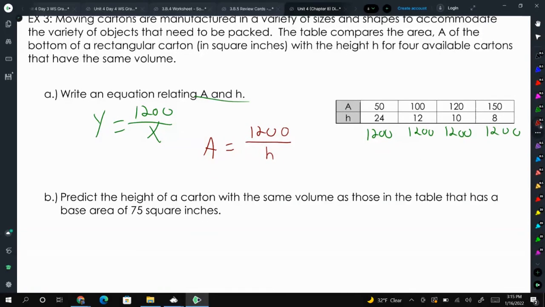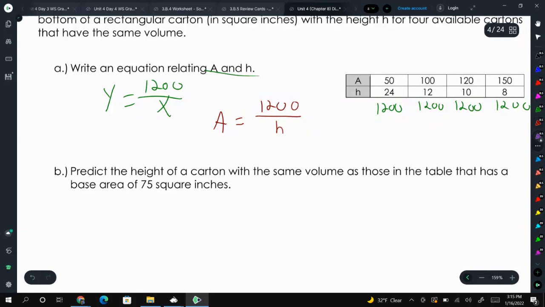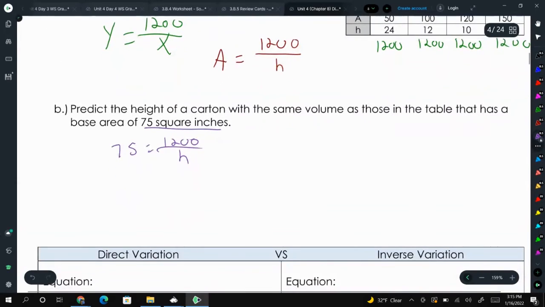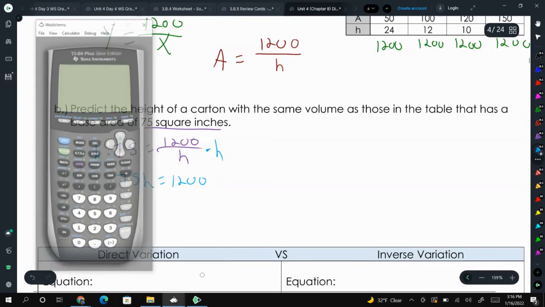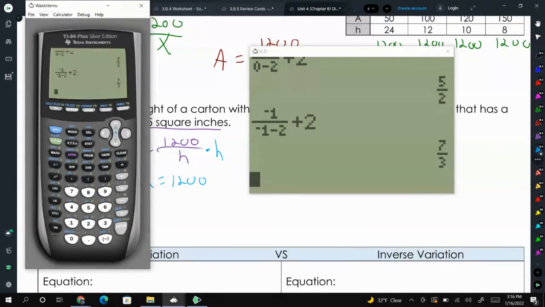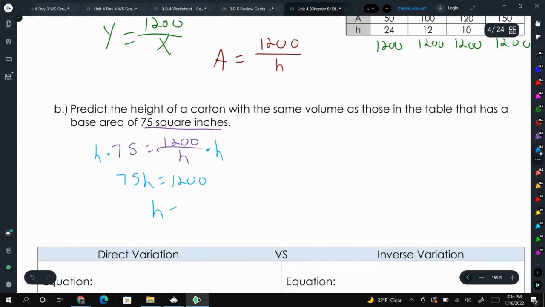So now we can use this equation to predict the height of a carton with the same volume as those in the table that has a base area of 75 square inches. So this is my A value. So 75 equals 1,200 over h. Well, we'll multiply both sides by h, and we get 75h equals 1,200. And what we're going to do next is divide both sides by 75. So 1,200 divided by 75, and we get 16. So h is equal to 16 inches.